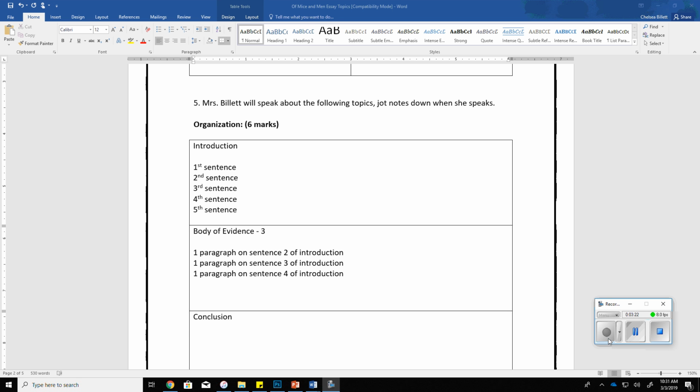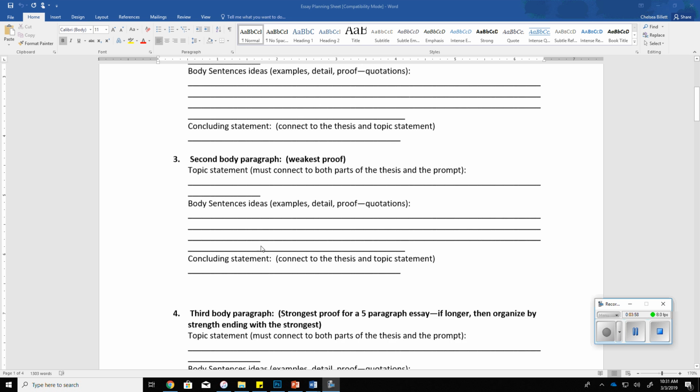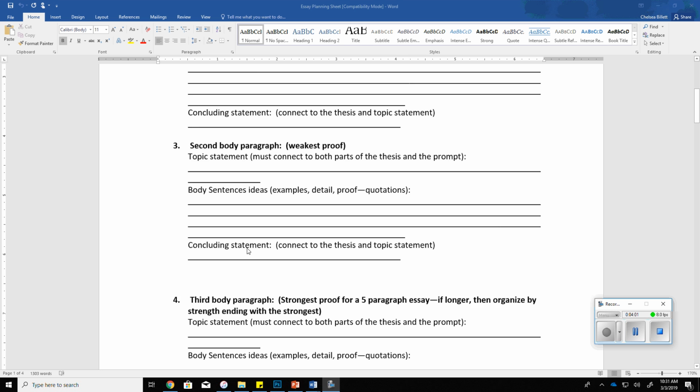So for your body of evidence, you do need 3 paragraphs. This is a typical 5-paragraph essay. So your first paragraph will be on sentence 2, which you talked about in your introduction. Your next paragraph will be on sentence 3 that you talked about in your introduction. And your last body paragraph should be on sentence 4 of what you wrote in your introduction. So if you look at number 2 here on your essay planning sheet, again, these are for each paragraph, so you'll have 3 of these, and yes, there are 3 body paragraph parts on here.